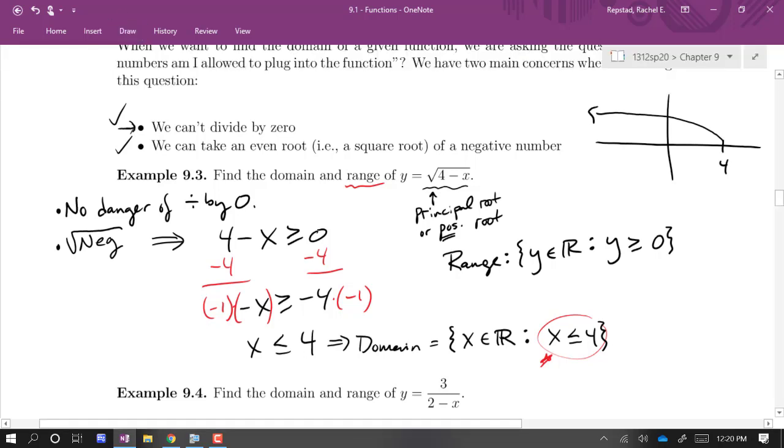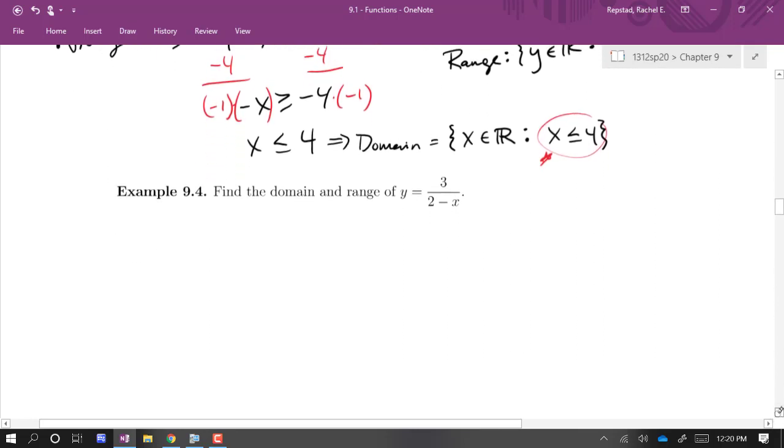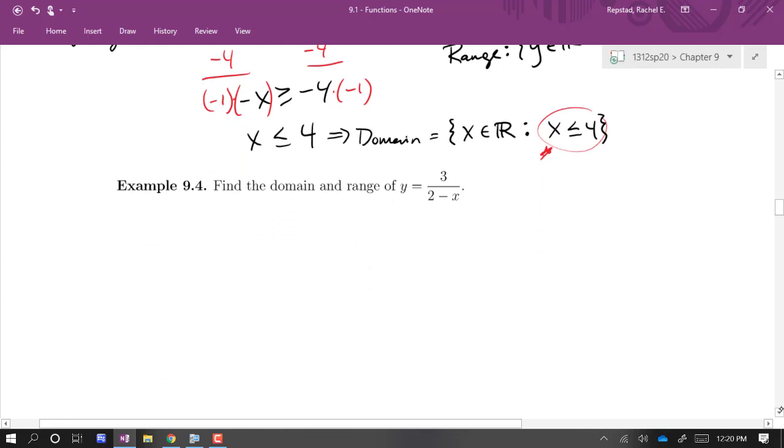Okay. All right, so let's do another one. Let's find the domain and range of this function, y equals 3 divided by 2 minus x. Now there's no radicals here, so I know I'm in no danger of taking a square root of a negative. But I've got a fraction, I can see x is in the denominator, so there's a possibility of division by 0. So I need to figure out what would make me divide by 0 and then say our domain cannot include that number.